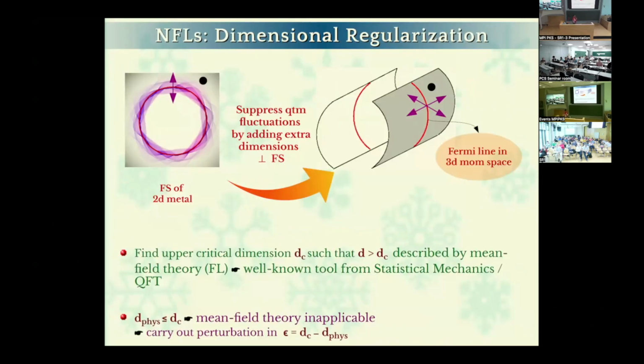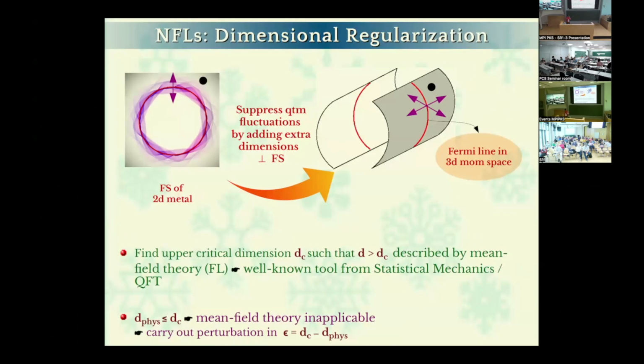Okay, so now let me try to qualitatively explain to you what we mean by this mathematical tool of dimensional regularization. Suppose we take an isotropic 2D metal so that the Fermi surface is like this red ring, and suppose it is undergoing very violent fluctuations.